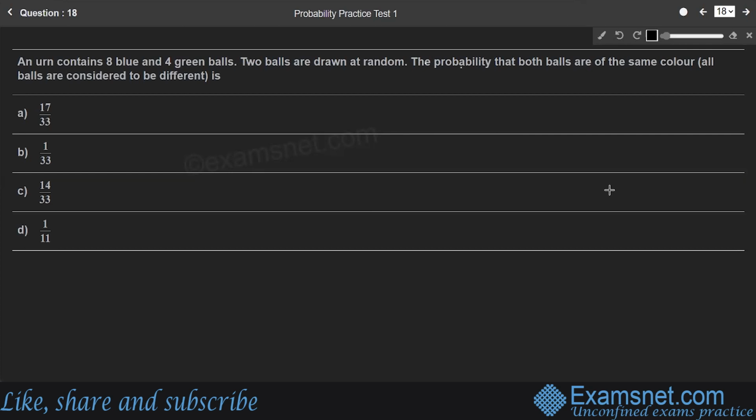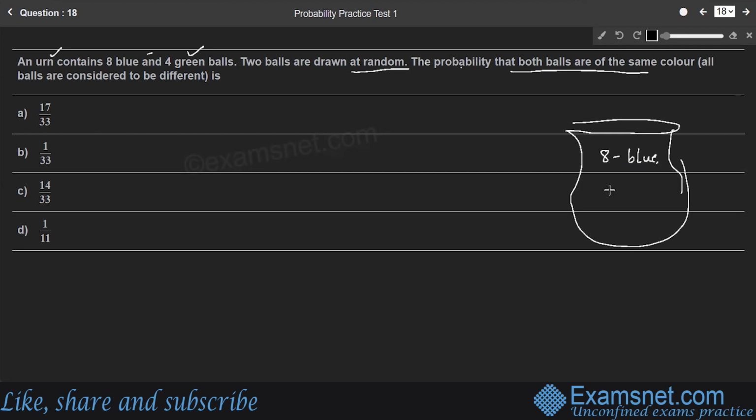Question number 18. An urn contains 8 blue and 4 green balls. 2 balls are drawn at random. The probability that both balls are of the same color, all balls are considered to be different, is. So here, we'll consider an urn which contains 8 blue balls and 4 green balls.